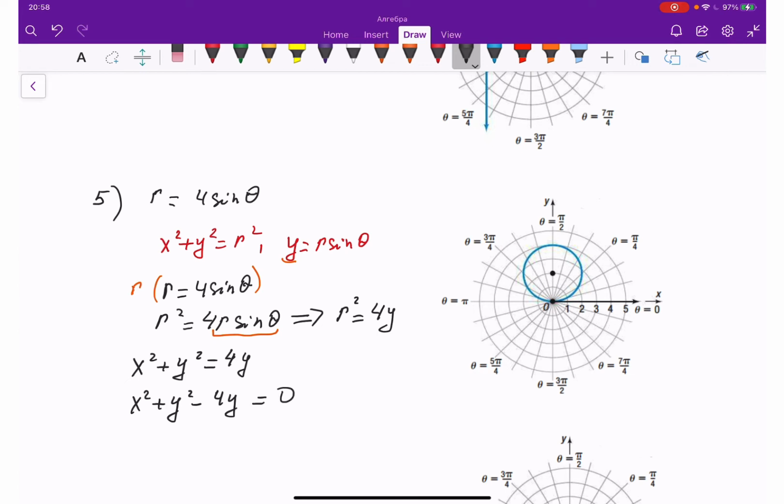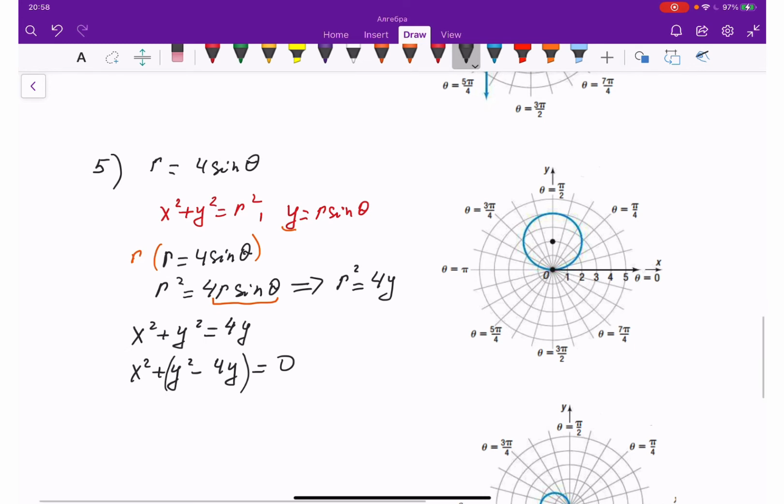So let's put this in parentheses because there are both y's. And what we are going to do, I'm going to complete to a perfect square. Remember the formula for a perfect square? (a plus or minus b) squared is equal to a squared plus or minus 2ab plus b squared.